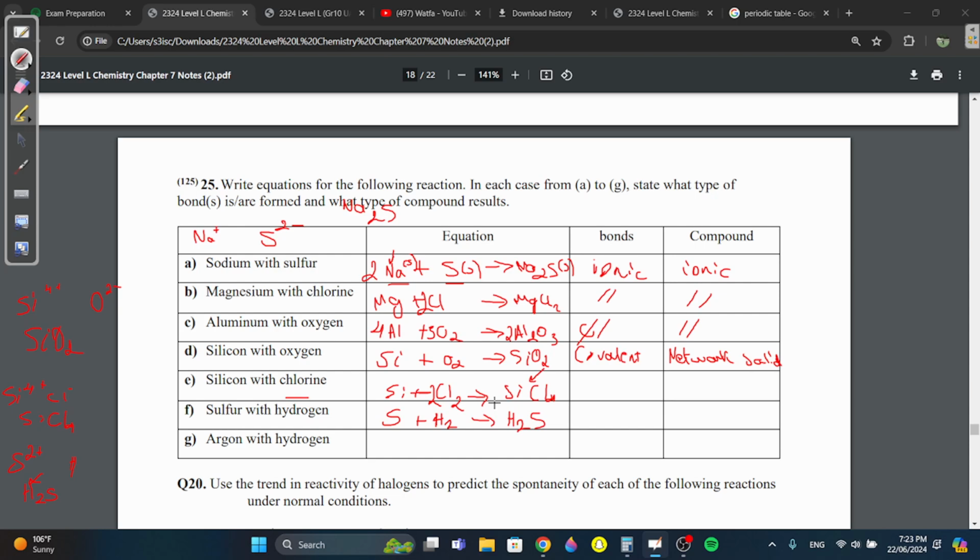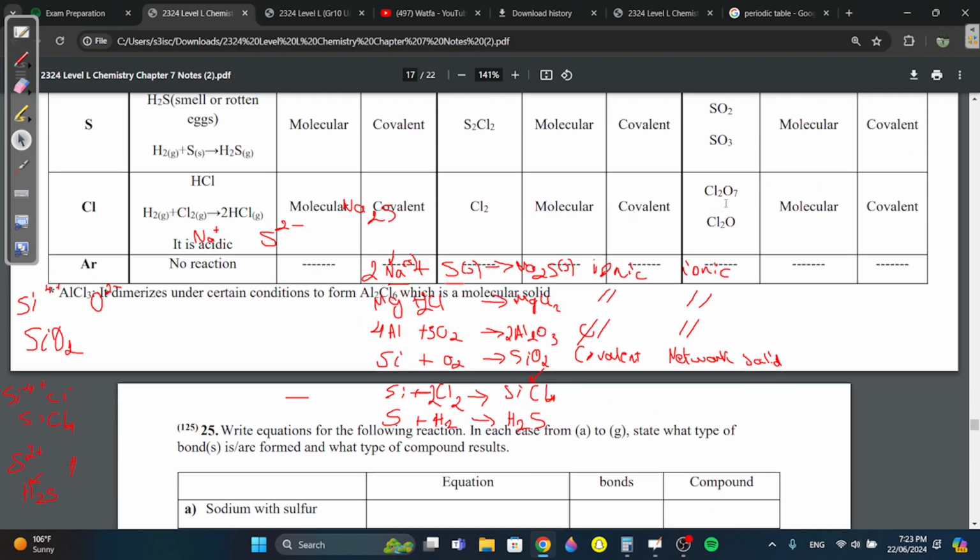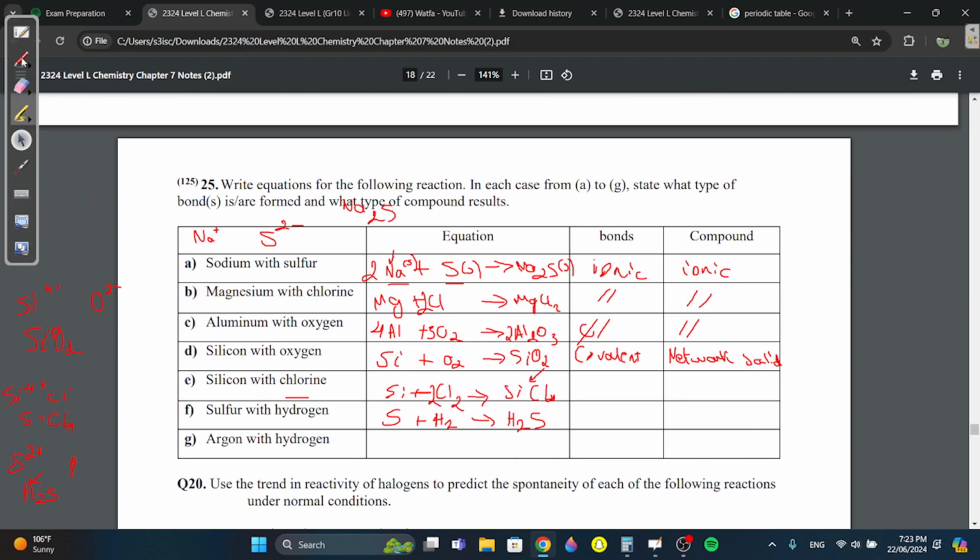Here I forgot to put the bonds. Is it metal, non-metal? I think SiCl4 is molecular, covalent, because it's both non-metals. So non-metal, non-metal means the bond is going to be covalent, and the compound is molecular. You don't say covalent compound, you say molecular.